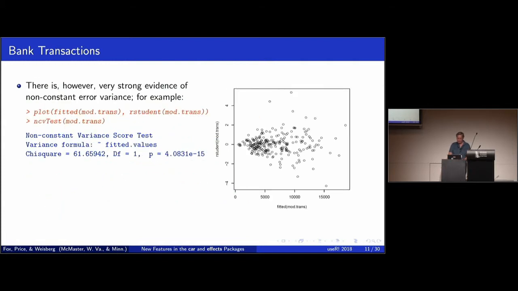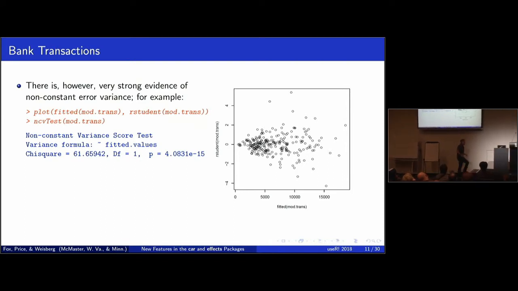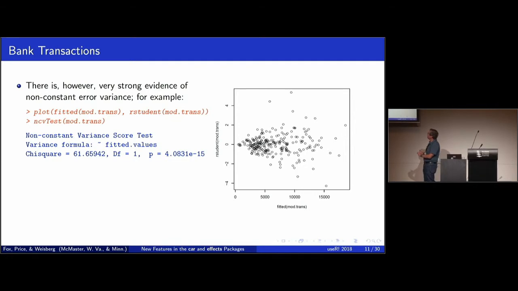Okay, but as it turns out, there is a problem here, and that is that the residuals are heteroscedastic. That is, as the predicted values, the fitted values increase, as one might expect with data like these, the variation of the residuals increases as well. And a score test of non-constant error variance provided by the ncvTest function in the car package suggests that that's not a chance pattern.